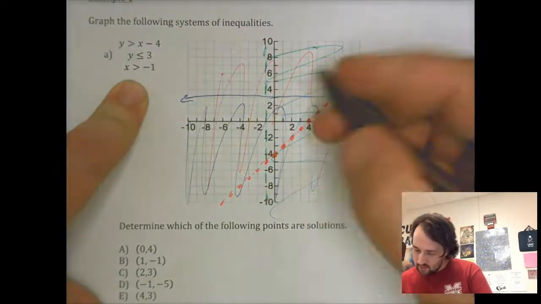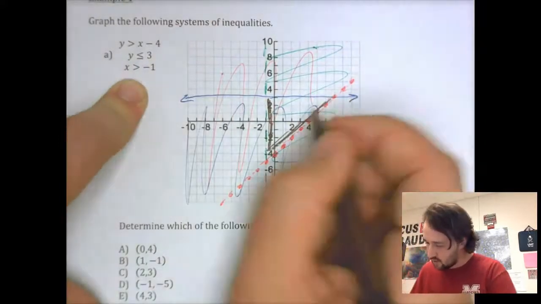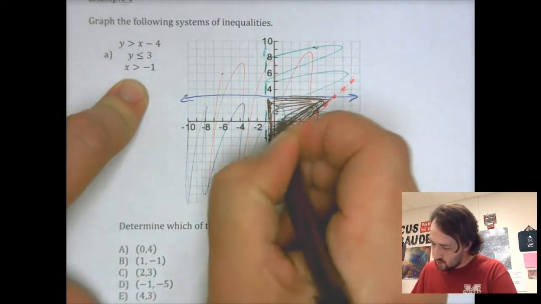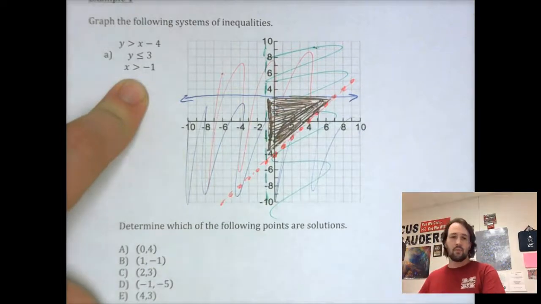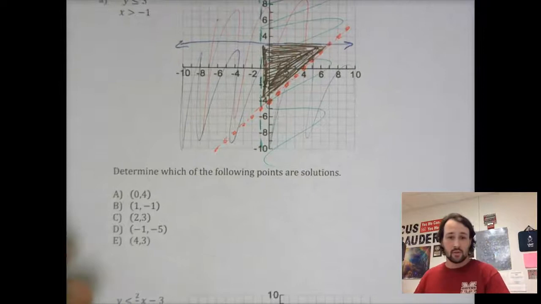So it looks like the only part that actually works is kind of this triangular area that I created right here. Right, so this is the only part that we have any solutions for all three of these, that any points would work for all three of those equations. So determine which of the following points are solutions.